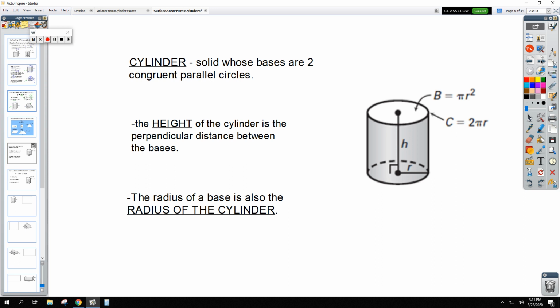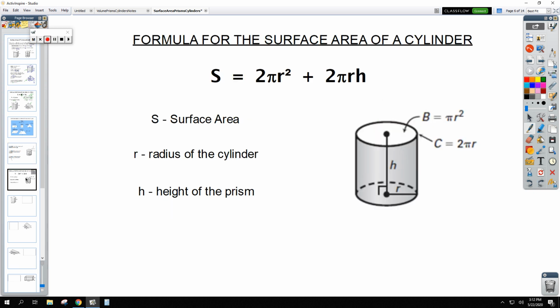Let's talk about cylinders. A cylinder is essentially a circular prism. Why? Well, its bases are circles. The formula to find surface area is going to be very similar to that of a prism, but we're going to use the circle formula for the area of the base instead. The height, again, is the perpendicular distance between the bases, just like it was with a prism. And the only additional definition we have here is the radius of the cylinder, which happens to be the radius of the circular base.